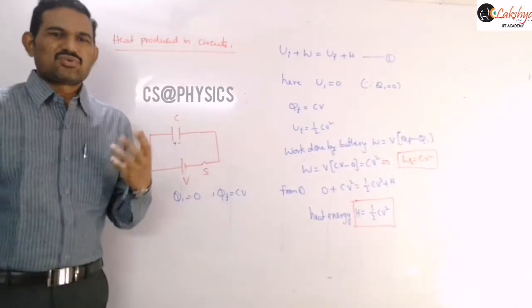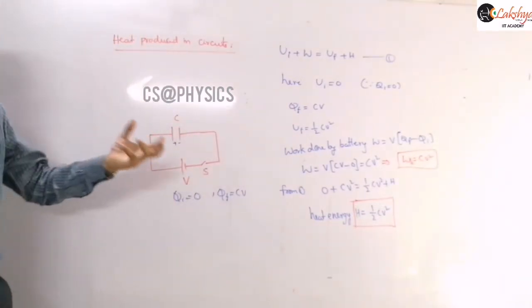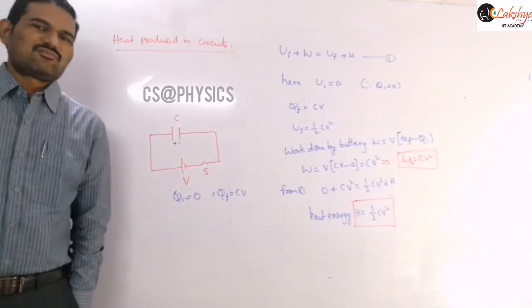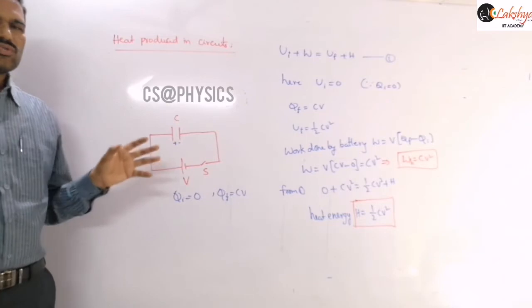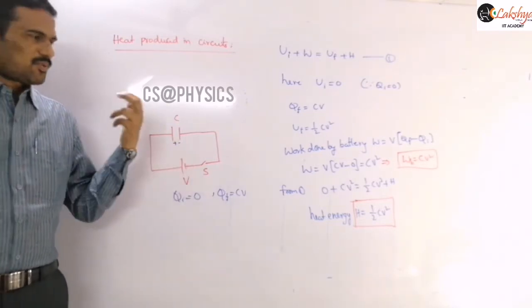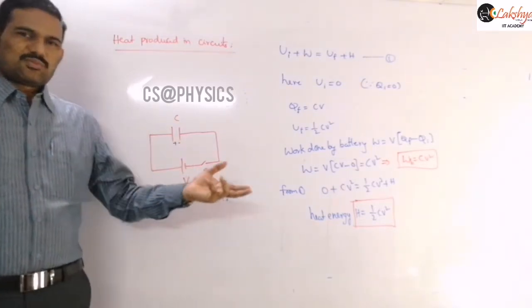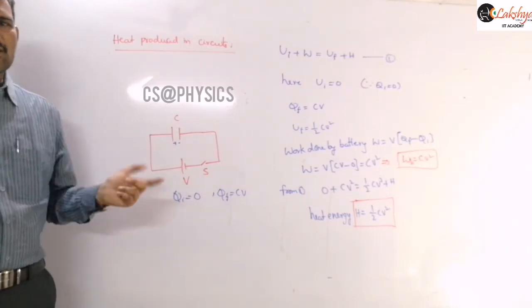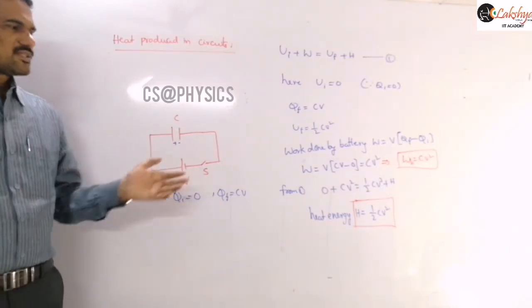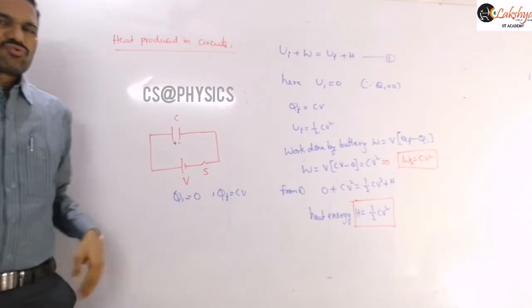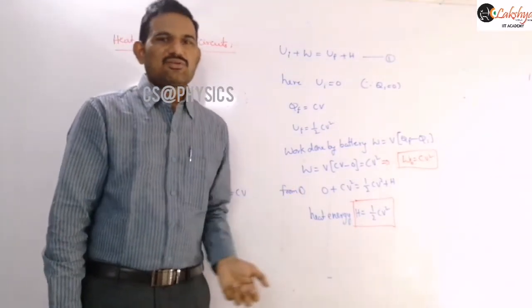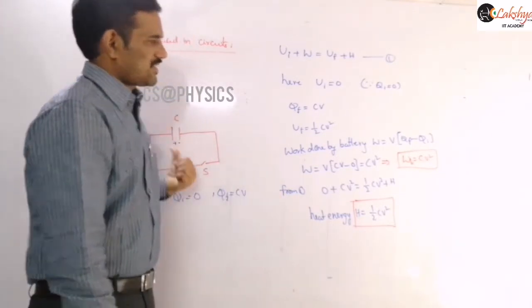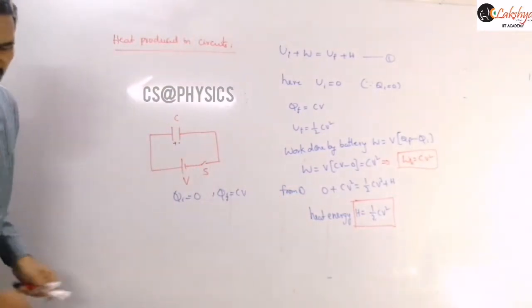That means if the battery is doing a certain amount of work, only half of that work done will be stored as energy in that system, right? So that is the heat energy produced when a capacitor is charged. You may remember this: for a single uncharged capacitor connected to a cell, 50% of the energy will be stored in the capacitor and 50% of the energy will appear as heat energy in the conducting wires, right? So now that is the problem.